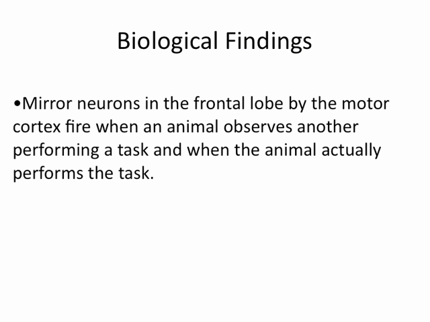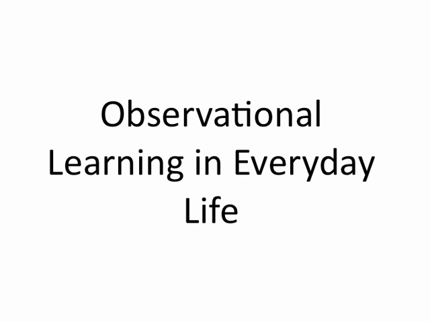Now, biological findings: mirror neurons in the frontal lobe by the motor cortex fire when an animal observes another animal performing a task, just as when the animal actually performs the task. So what this means is, although observational learning is informal, there's actually a physical reaction going on in the brain that makes it very, very powerful. Okay, so observational learning is all done in the frontal lobe. Okay, and we mimic the same brain reactions when we do the actual act and when we watch it. So observational learning in everyday life happens all the time.